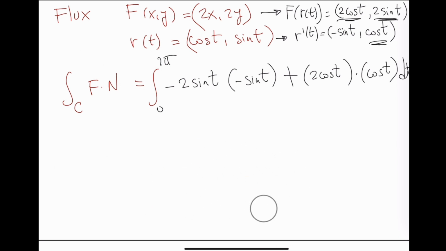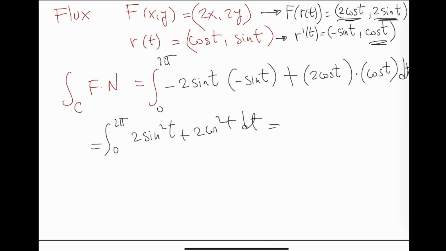Okay, so now let's simplify. This will be equal to the integral between 0 and 2 pi of minus and minus is going to be plus 2 sine squared of t plus 2 cosine squared of t dt. So we have again 2 that is a constant out. The integral of 1 is t evaluated between 0 and 2 pi. So then this is going to be 2 times 2 pi. So the flux is going to be equal to 4 pi.